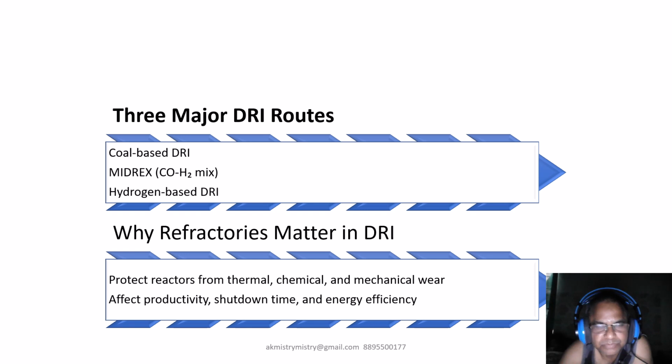Now let us see why the refractory matters for DRI. As we know, it protects the reactor from thermal, chemical and mechanical wear, and once wear and tear occurs in the refractory, the campaign life is also reduced. In other words, there is an interruption in production. So it is a very important part.